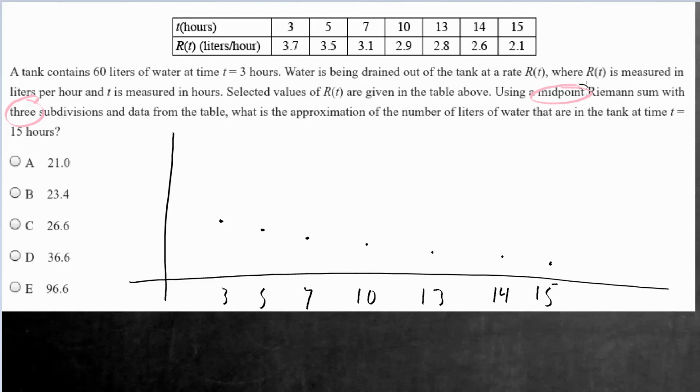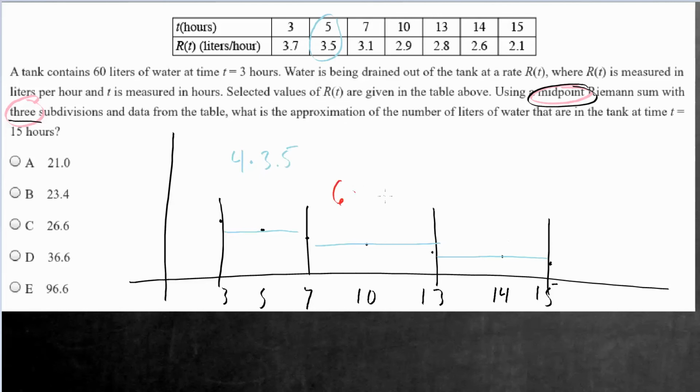The key to this problem is we want midpoint and we want 3. So once you draw it out, you should be able to see the 3. There's 1, 2, 3 good divisions. So then our midpoints are going to be here, here, and here. So we just find the area. We've got a base of 4 here, so it's 4 times the height would be the 3.5.